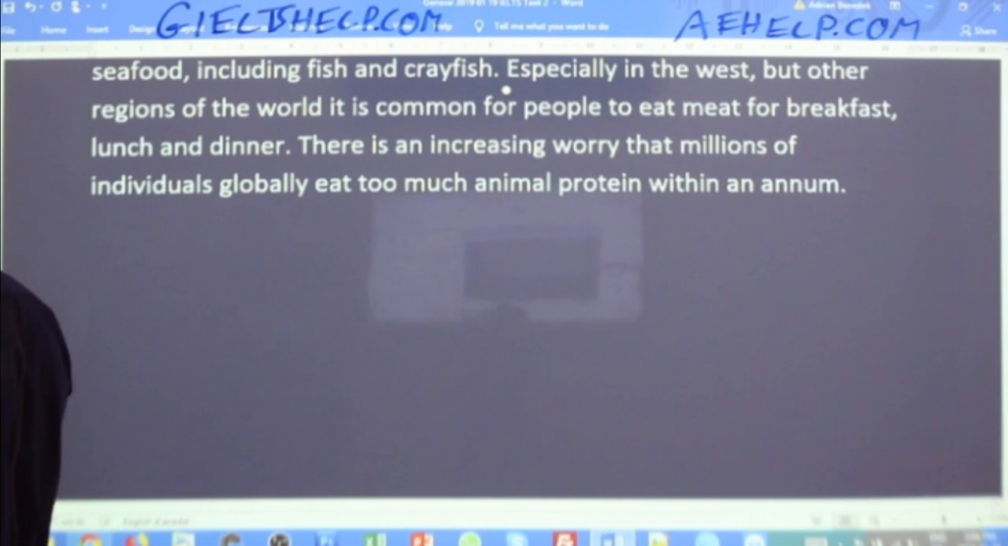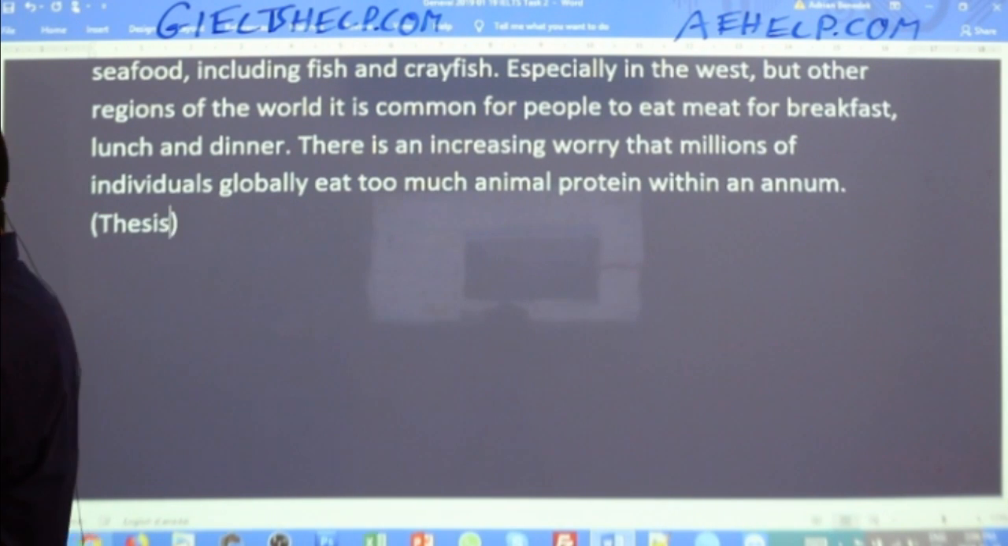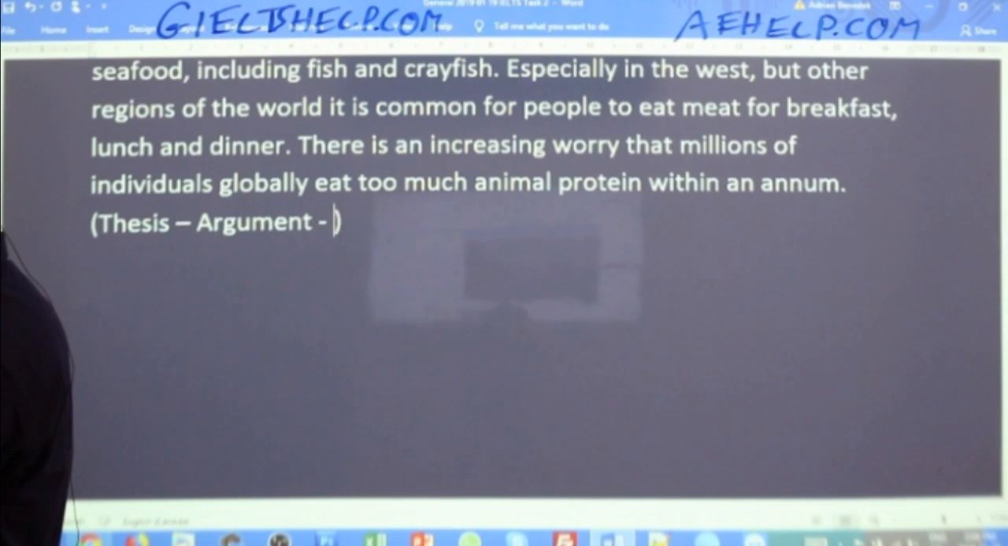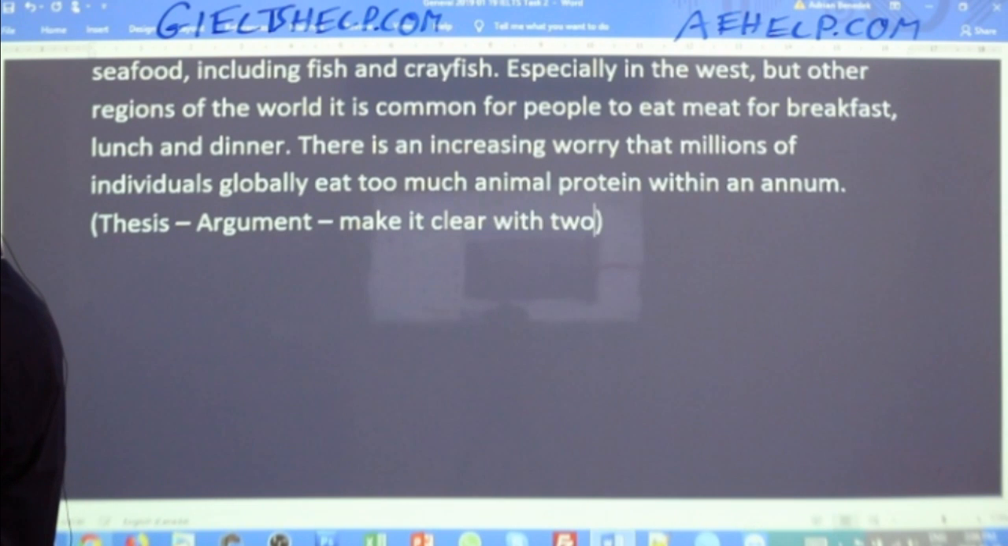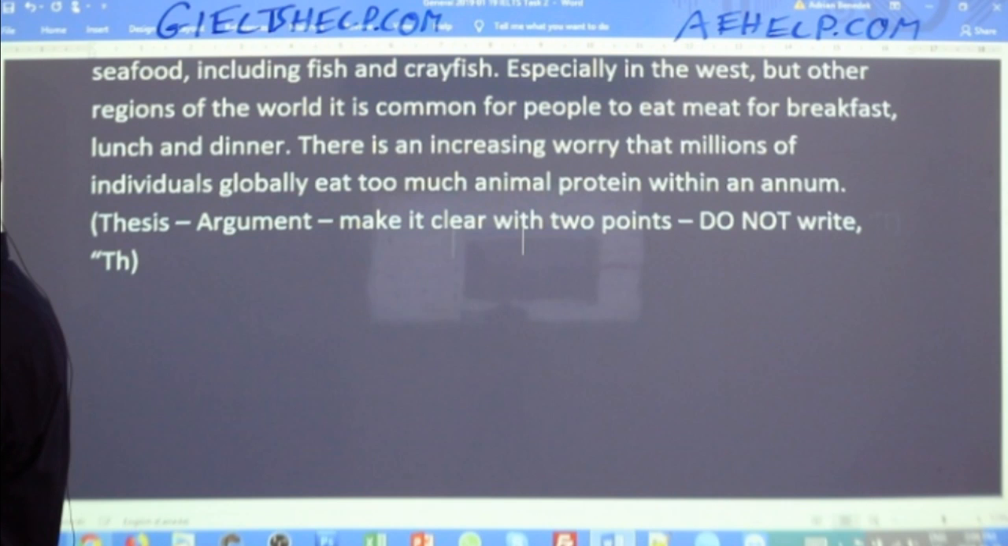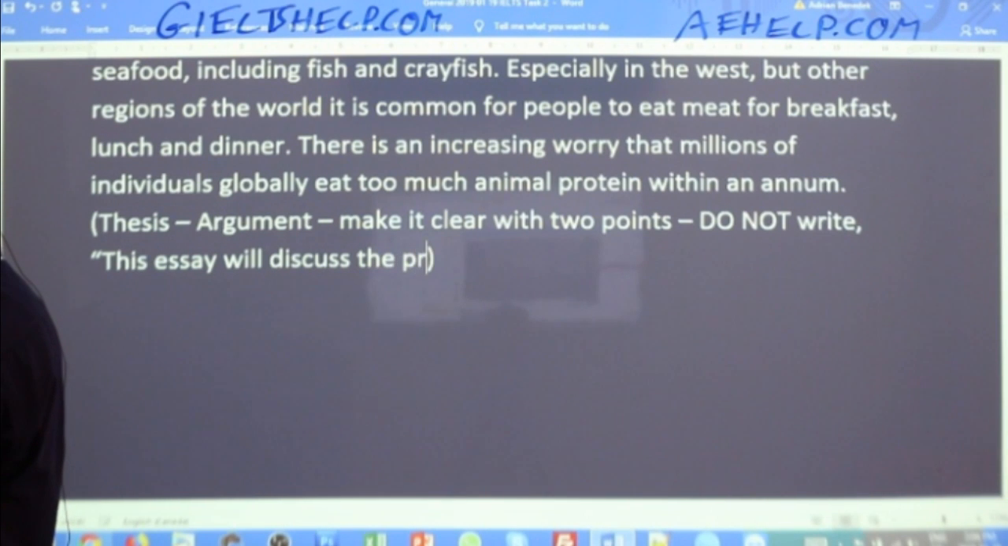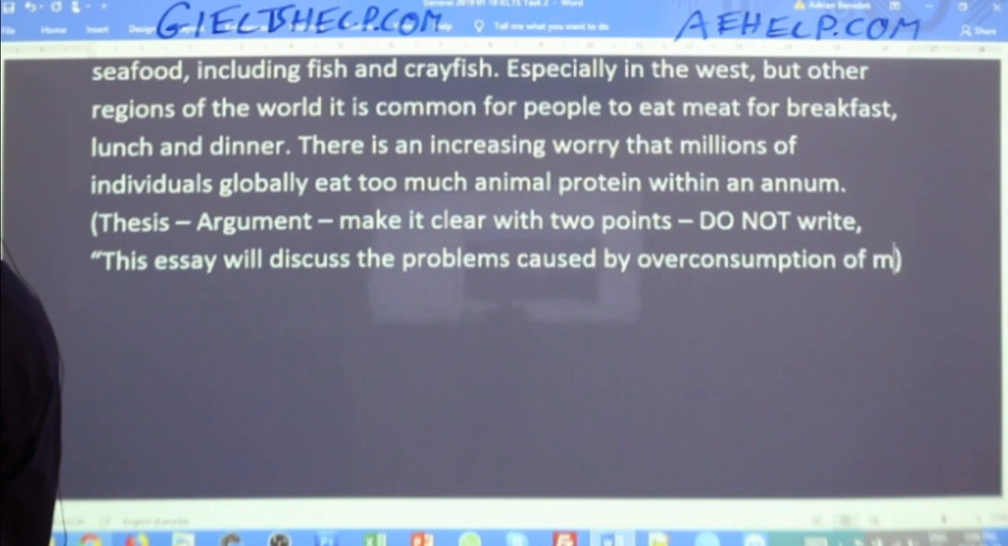Okay, great. Now comes the very important part of our introduction, which is the thesis. Okay, and a good thesis, your thesis is your argument. Make it clear with 2 points. Here I'm going to give you a little bit more instruction. Do not write: this essay will discuss the problems caused by overconsumption of meat and give possible solutions.